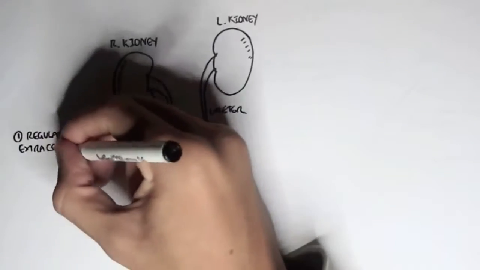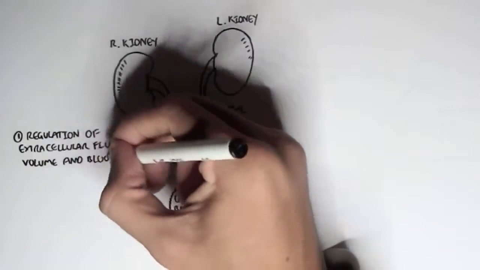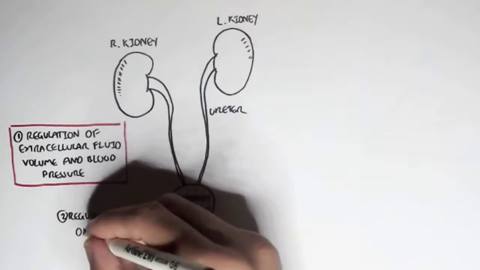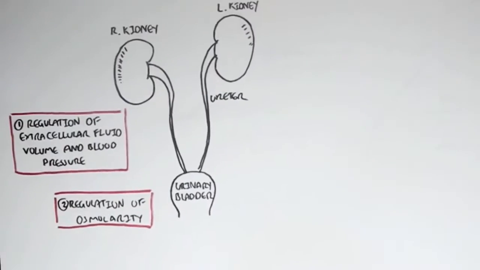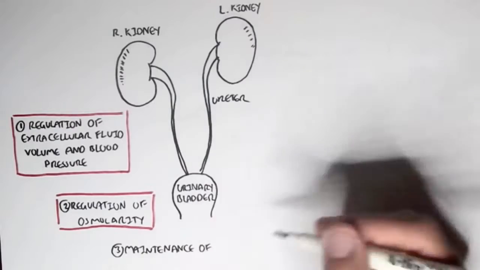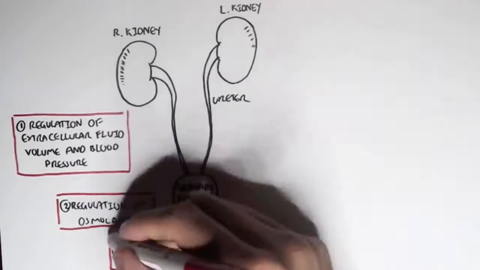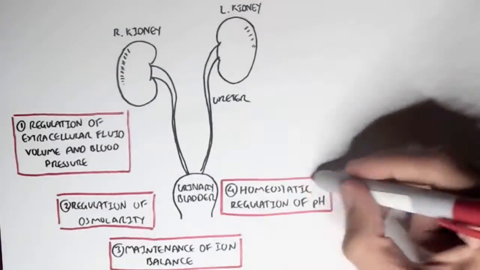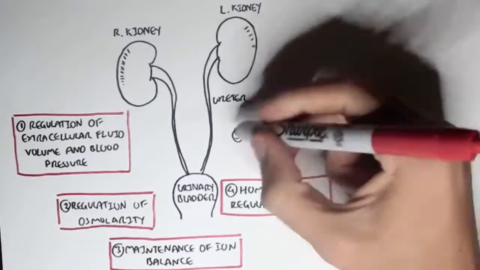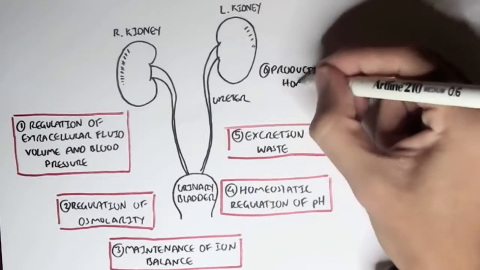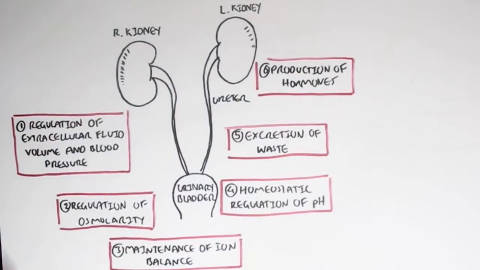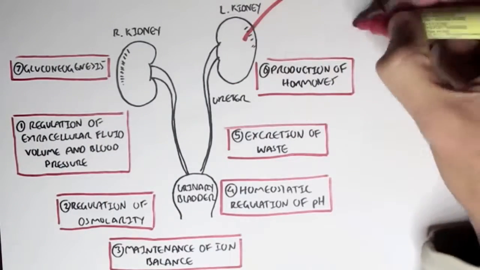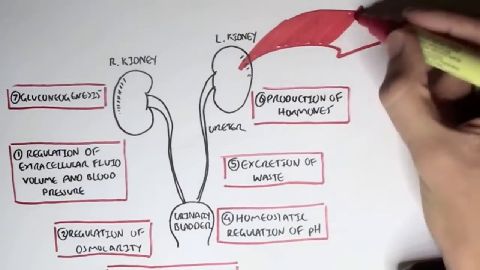The kidneys have many functions. Let's look at some of them. First, they regulate extracellular fluid volume and blood pressure. And they also regulate osmolarity, the maintenance of ion balance. They have a role in homeostatic regulation of pH, excretion of waste, very important, production of hormones, such as renin, and also they perform gluconeogenesis in times of starvation. And these are just some of the things the kidneys do.